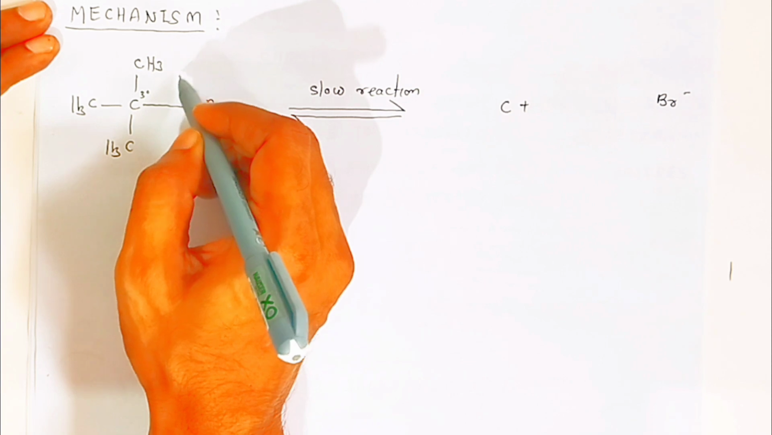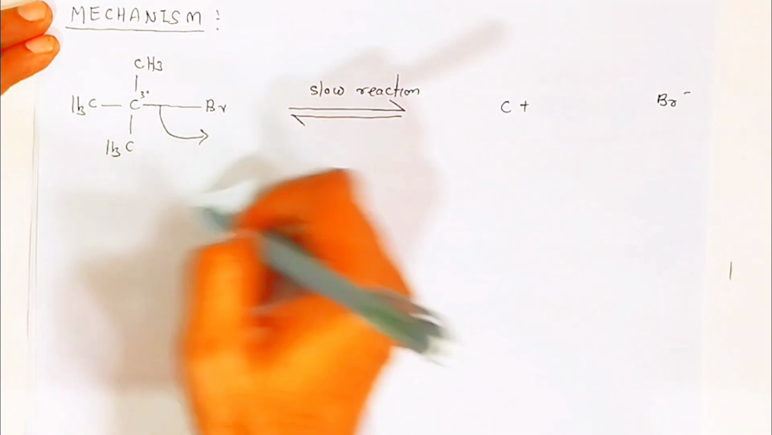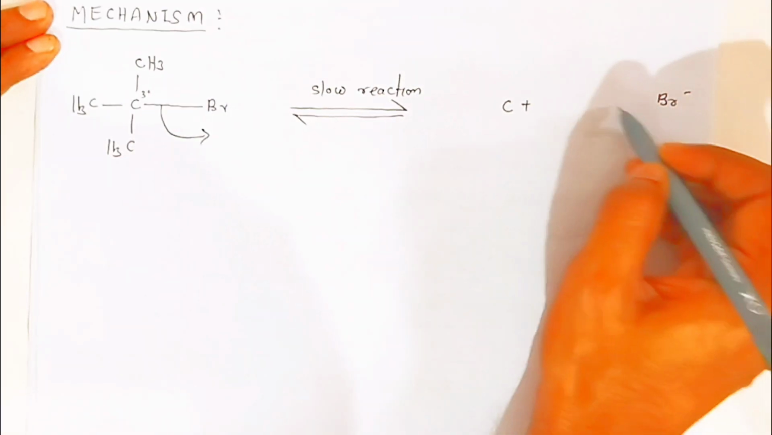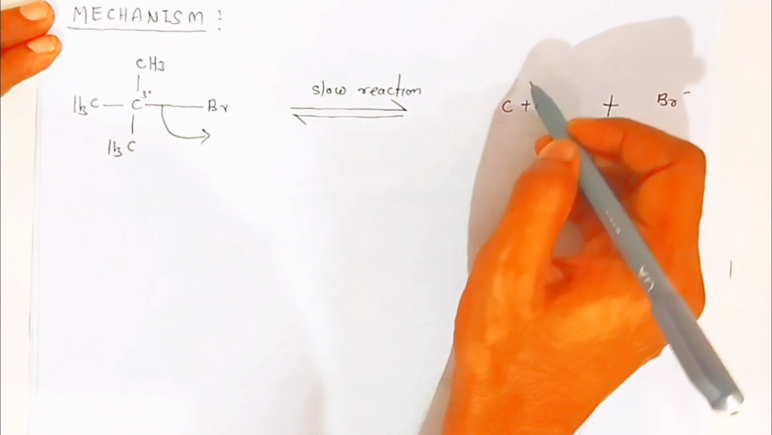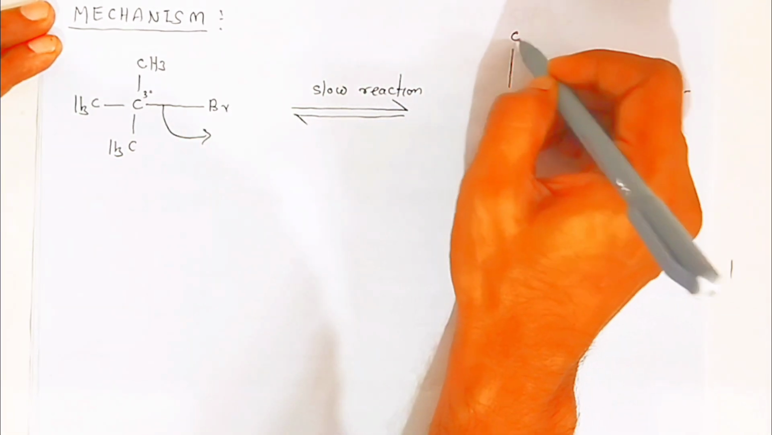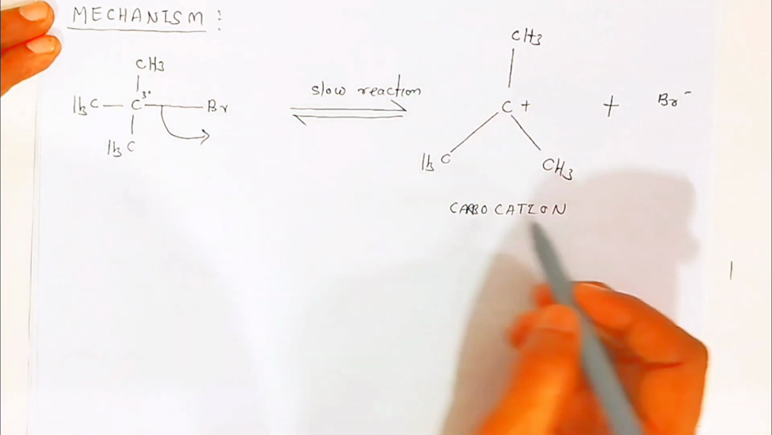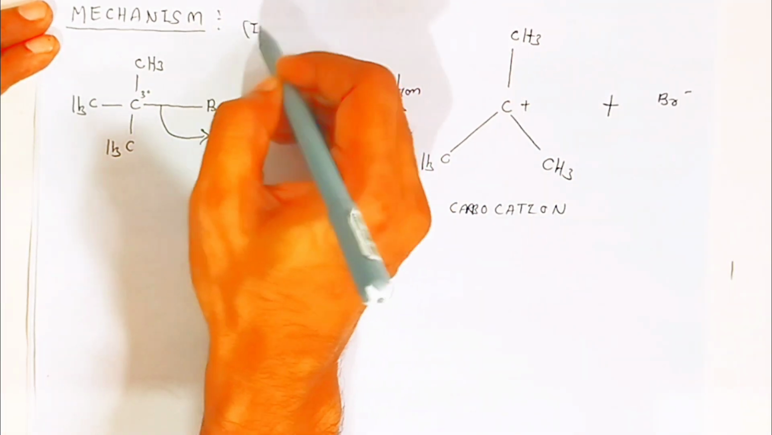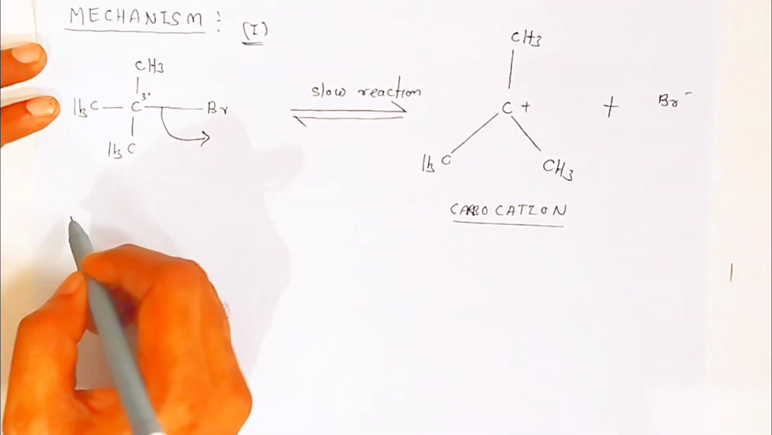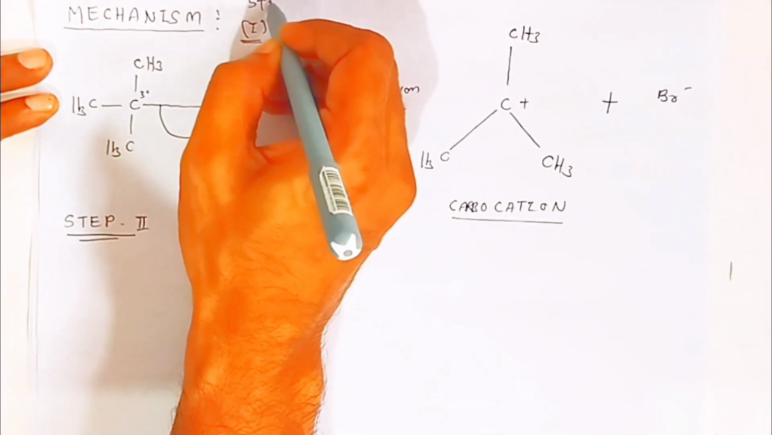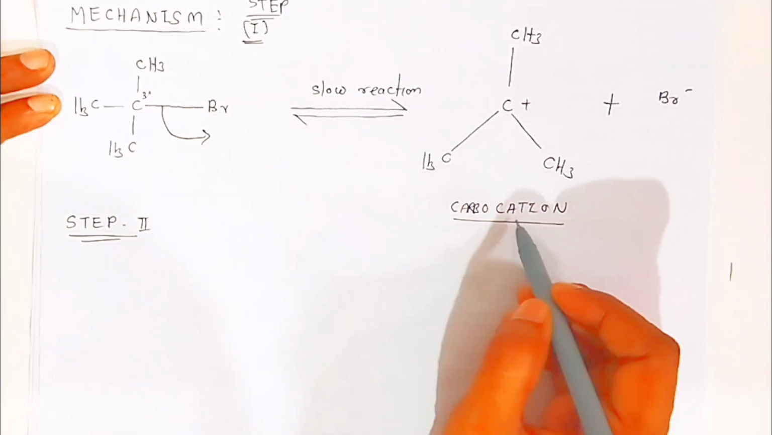So this carbon will be positive because there is a heterolytic fission, students. Both the electrons come along with the bromide. Now this carbon carries a positive charge. There is a formation of carbocation. This is the first step, students: in the first step there is a formation of carbocation.